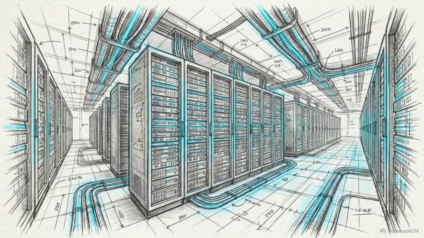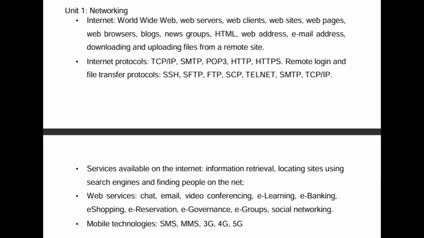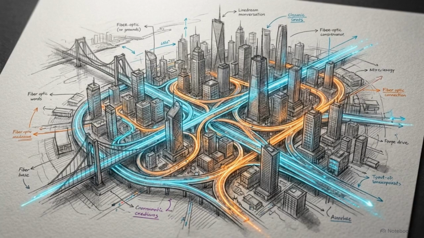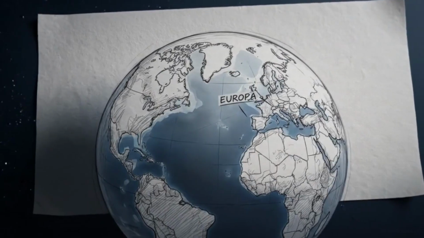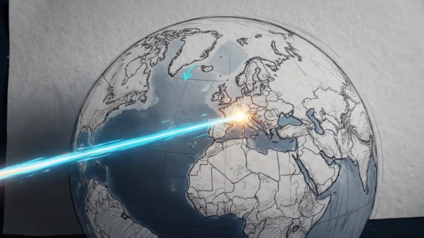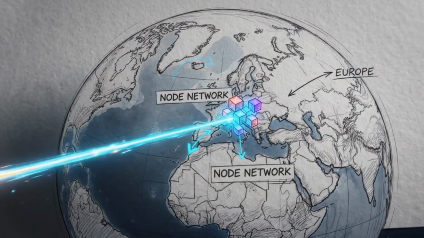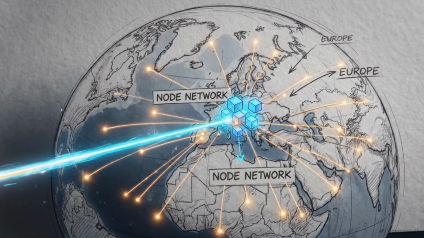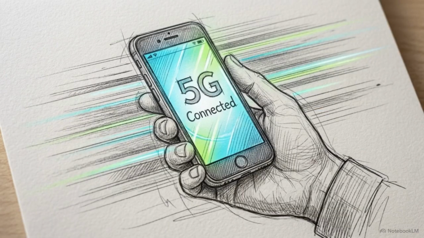Unit 1 is networking, worth 15 marks. The digital equivalent of the pipes and roads that connect a house to the rest of the world. This unit covers how information travels across the globe in milliseconds, the different types of services that run on the web, and the mobile networks like 4G and 5G that keep us connected while we're moving.